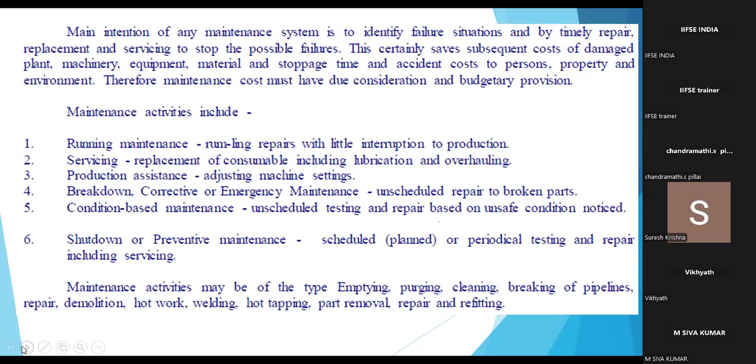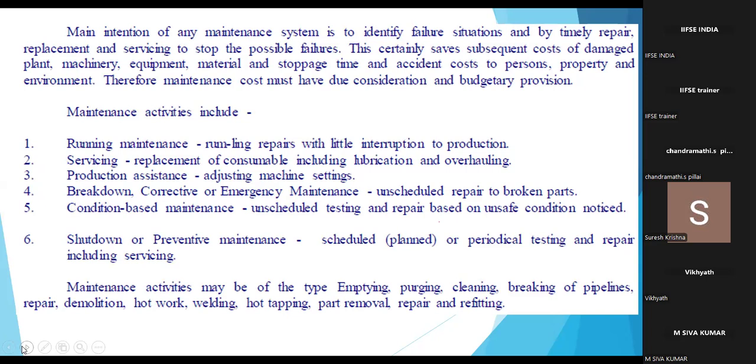This activity certainly saves the subsequent cost of damaged plant machinery, equipment, material and stoppage time, and accident cost to persons, property and environment. Therefore, maintenance costs must have due consideration and also budgetary provisions. That's why every year they initially do the budgeting for the maintenance or capital maintenance of any machineries, etc. They do budget analysis.